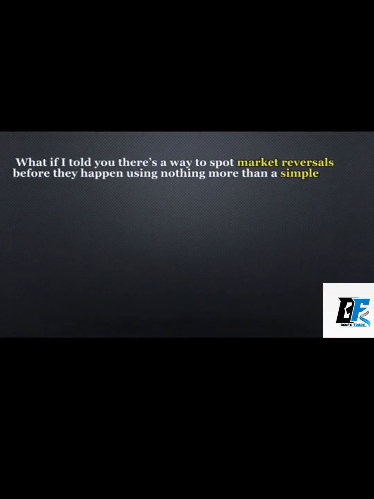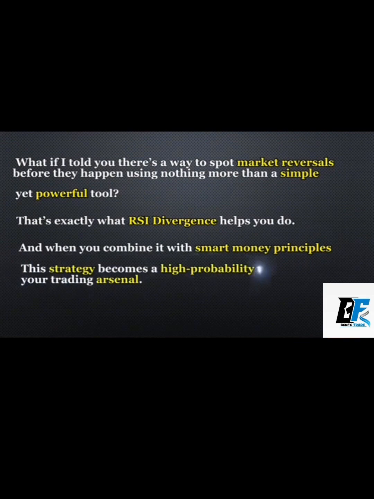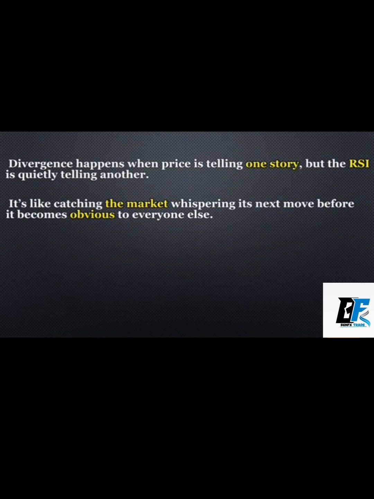What if I told you there's a way to spot market reversals before they happen, using nothing more than a simple yet powerful tool? That's exactly what RSI divergence helps you do. And when you combine it with smart money principles, this strategy becomes a high probability weapon in your trading arsenal. Let's break it down. Divergence happens when price is telling one story, but the RSI is quietly telling another. It's like catching the market whispering its next move before it becomes obvious to everyone else.